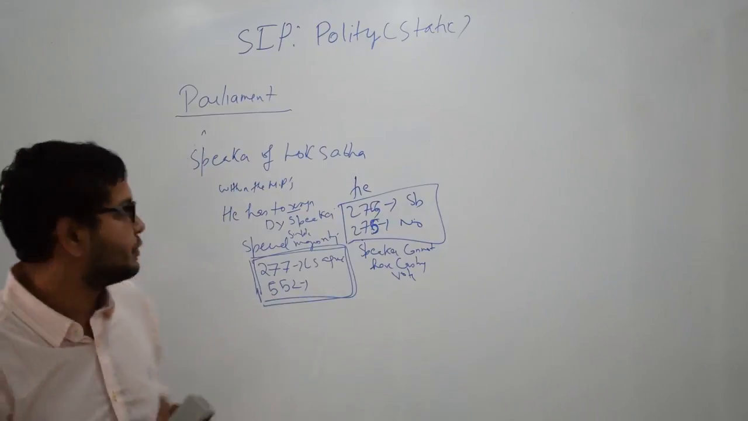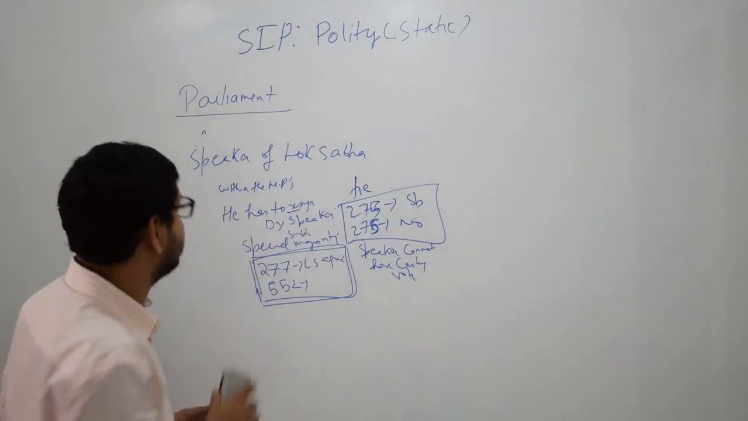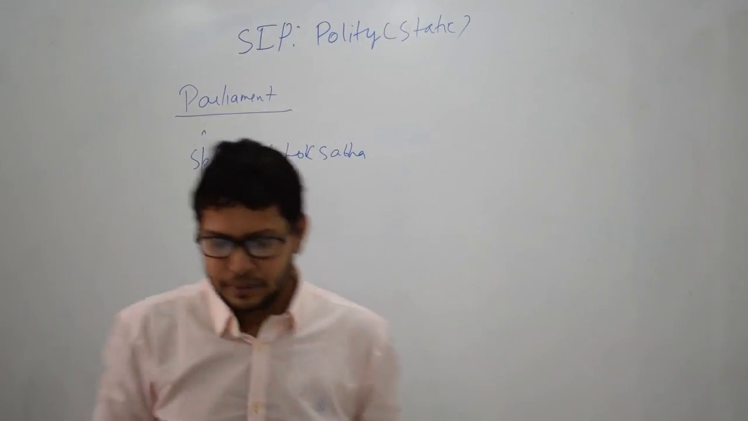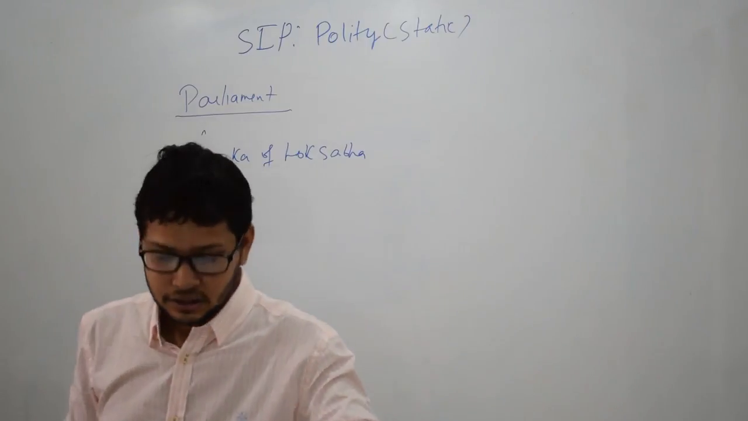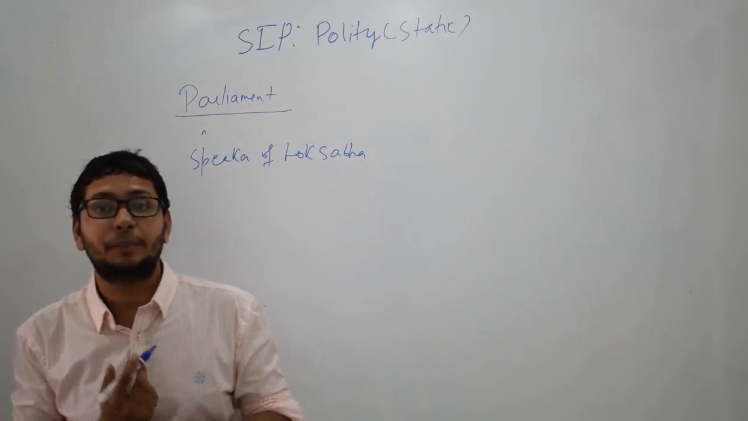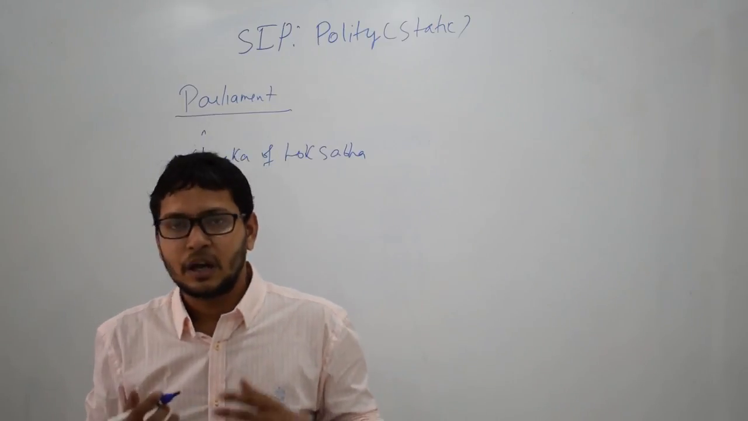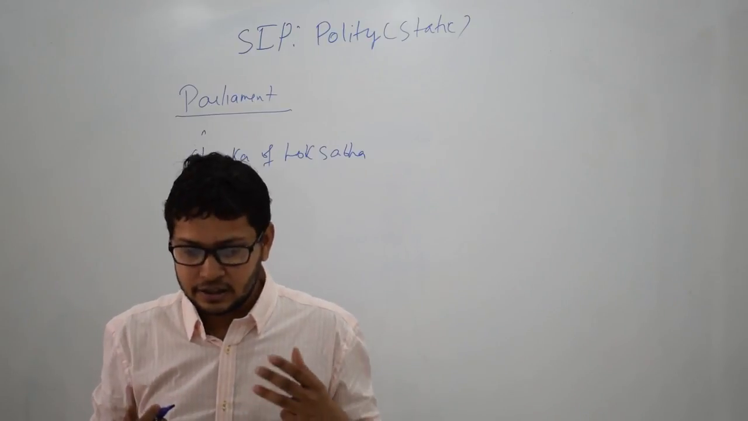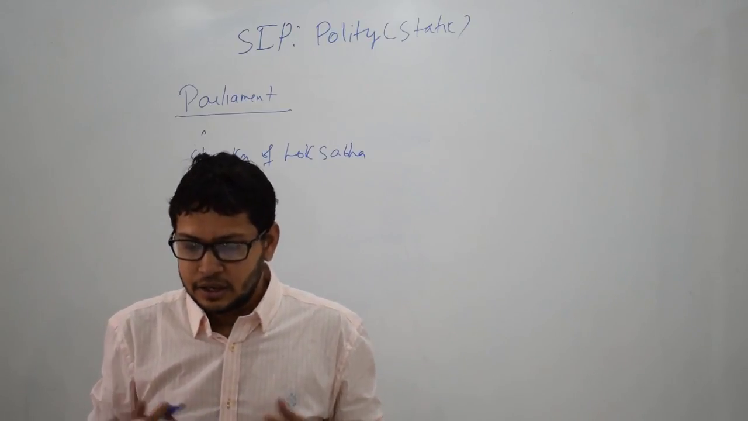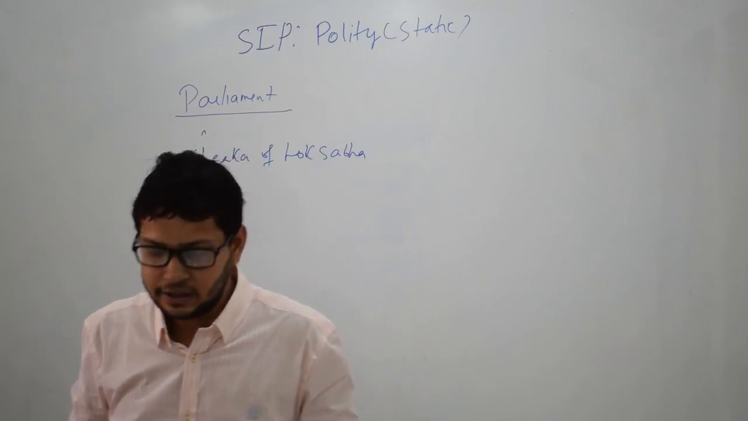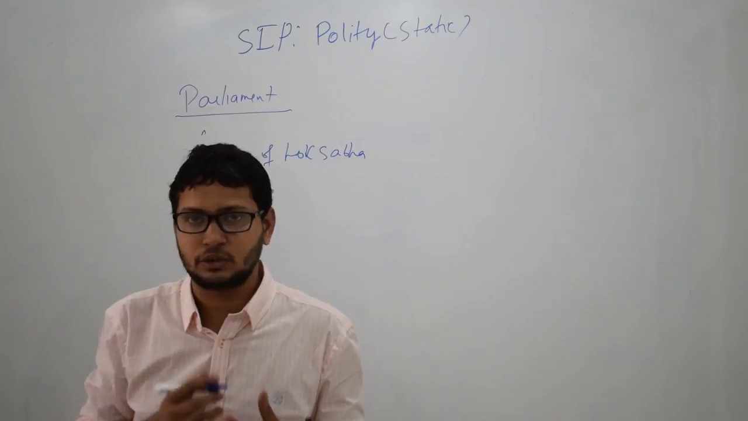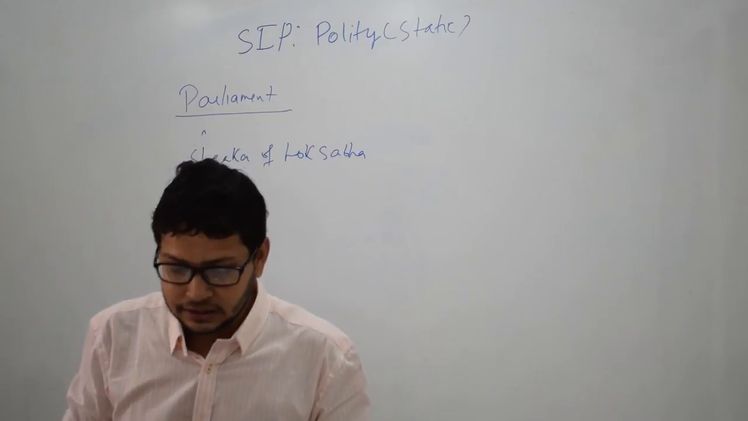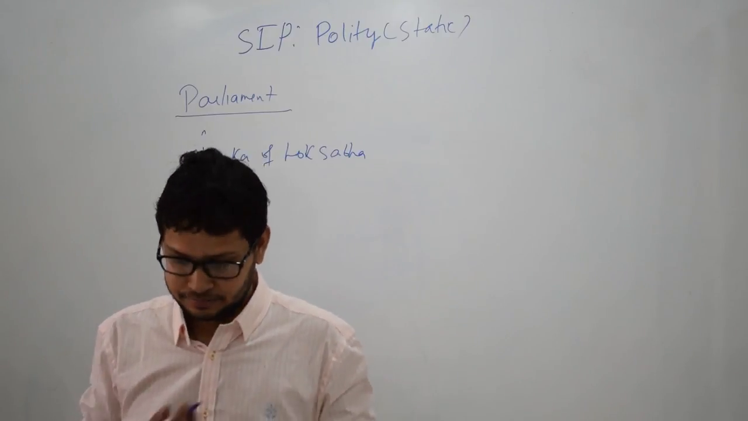Let's move to the next part, which is the role, powers and functions of the speaker. Many of these things are factual, which are given in Lakshmikant. So the speaker is the head of Lok Sabha. He is the guardian of the powers and privileges of the members of the house. He is the principal spokesperson of the house. He has power from three sources: one is the Constitution of India, second is the rules of procedure and conduct of business in Lok Sabha, and third is parliamentary convention.